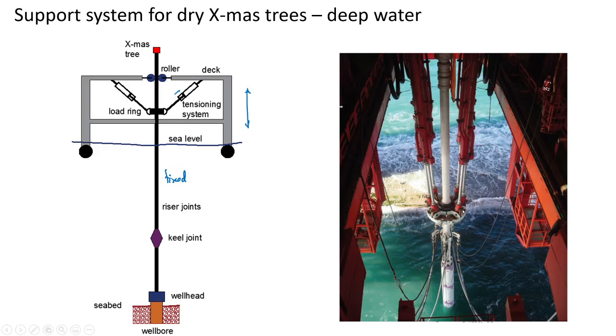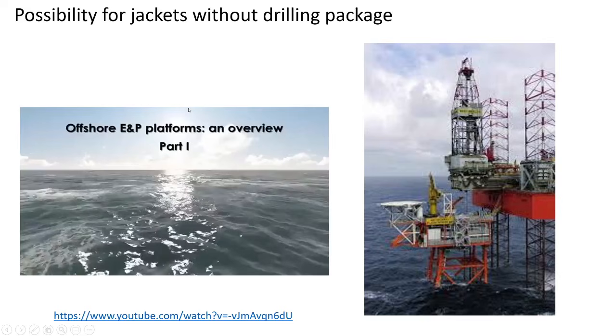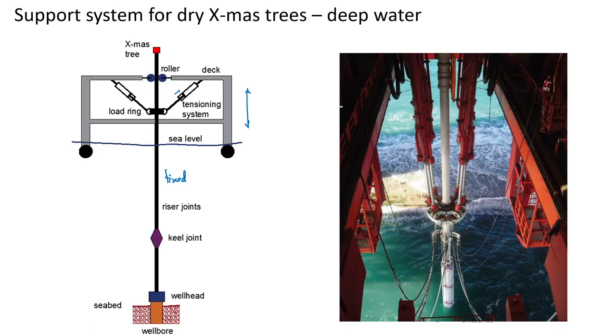Okay, so you have here one example. This is this load ring. And then you have these pistons, and they are simply keeping it in the same place and adjusting the distance depending on the movement of the structure. And this is something a bit critical, because if you're expecting a lot of movement, then you might not be able to have dry Christmas trees. You have to have a riser, a more flexible structure, that will allow to take that big movement.